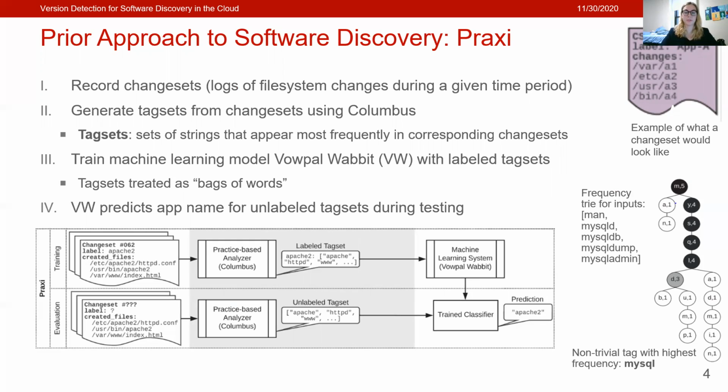In my research, I had two main goals. The first was to evaluate our original Praxi method on version detection tasks, and the second was to devise novel algorithms that could perform better than Praxi.